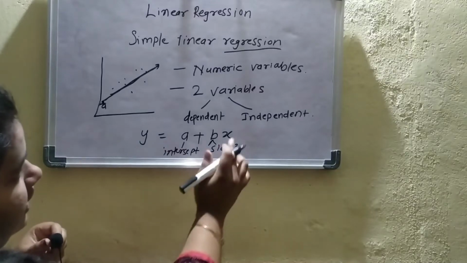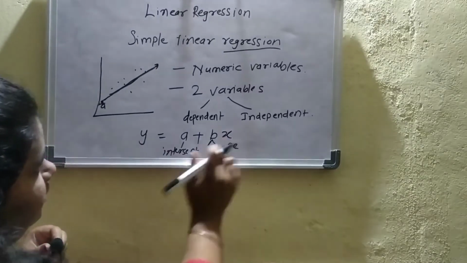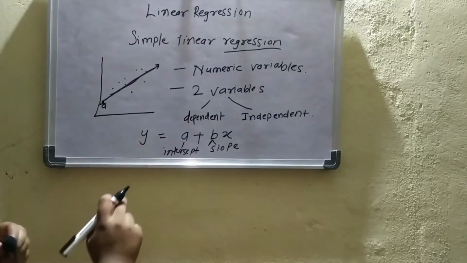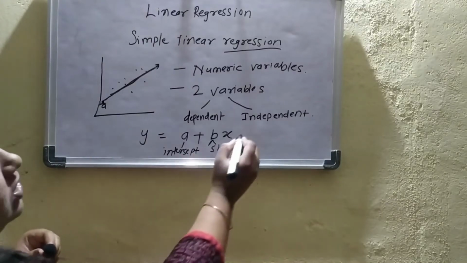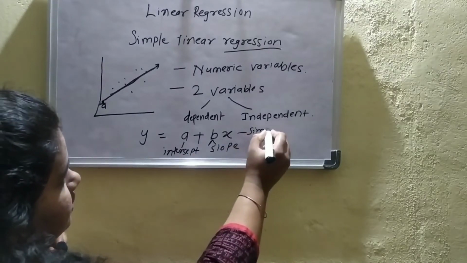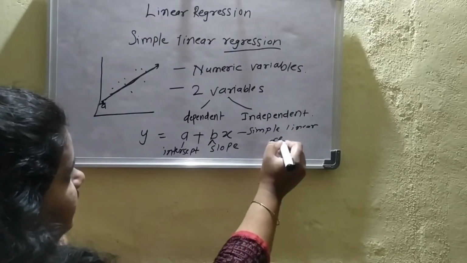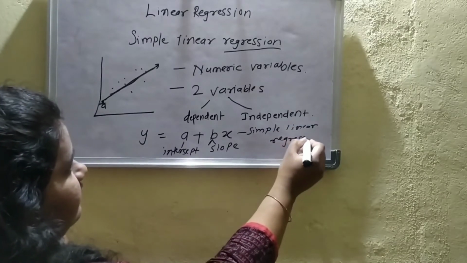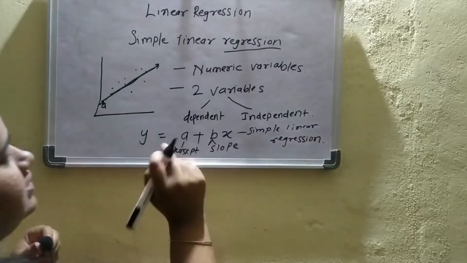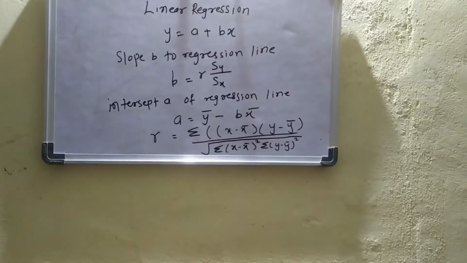So we have to calculate these things. How we will get the b and how we will get the a, we will see in the further slides. So how to calculate this? This is the simple linear regression formula: y is equal to a plus bx. This equation is used to find out the simple linear regression.